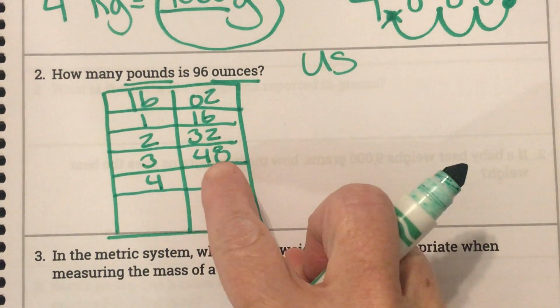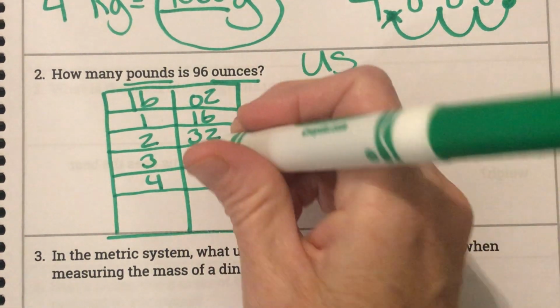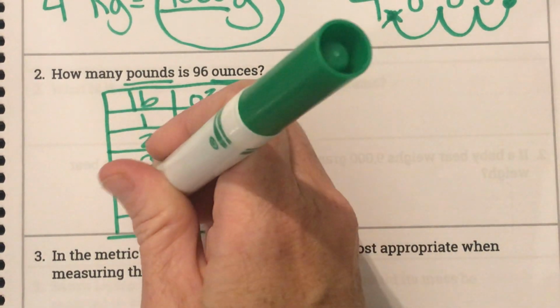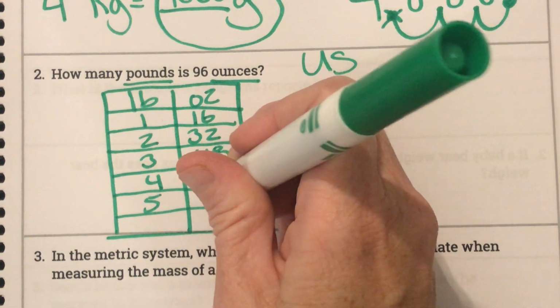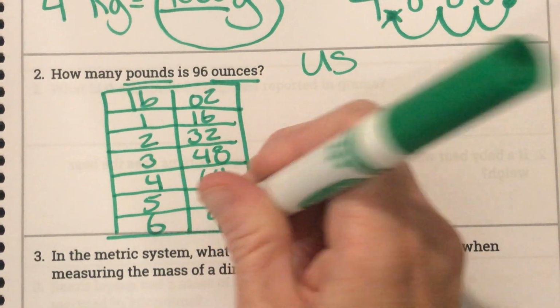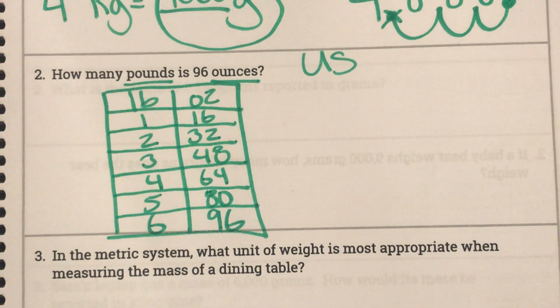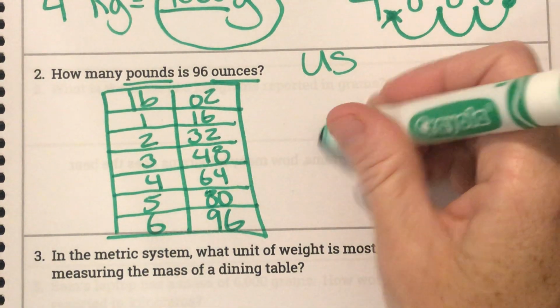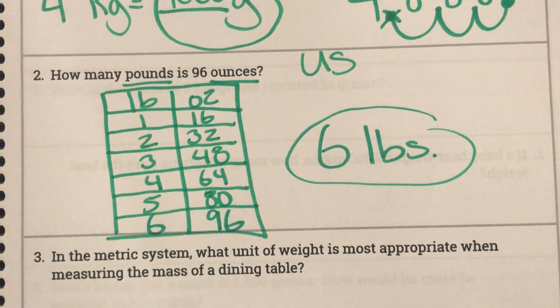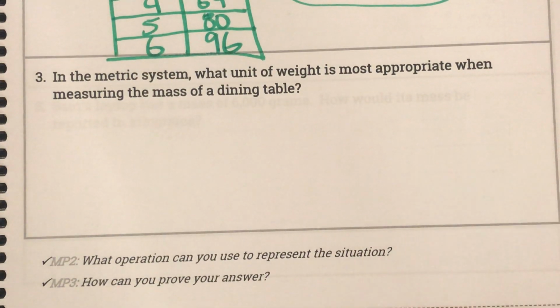4 pounds, I had just done this because I wasn't sure, remember? And it was 64 ounces. And on the one I did, 5 pounds was 80 ounces. And look what's going to happen. 6 pounds is going to be 96 ounces. And I knew this because we just did one together, or I just did one while you watched. So my answer is 6 pounds, or our answer. Okay, let's look at our last one.